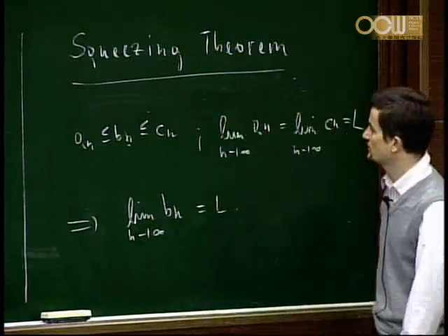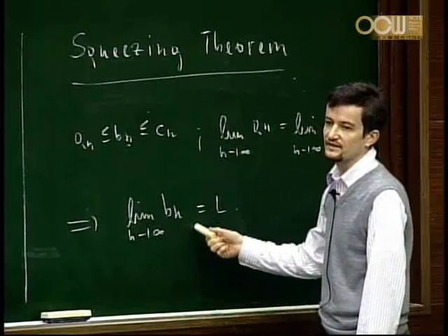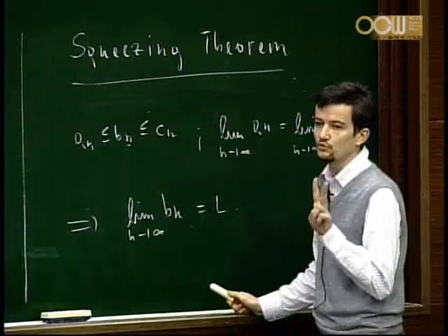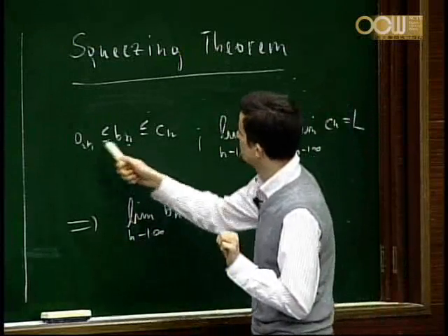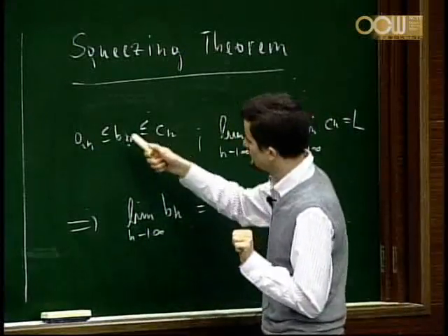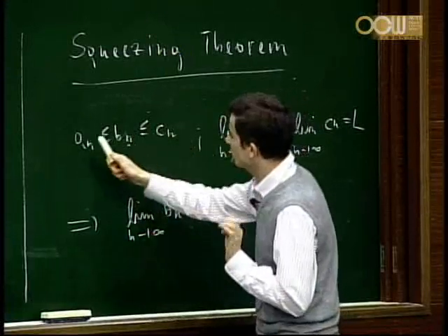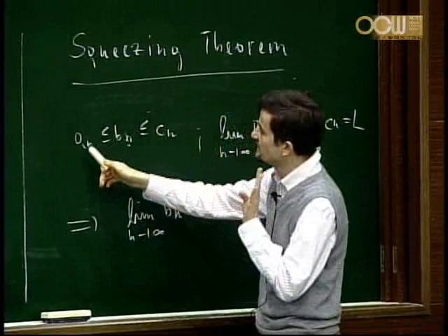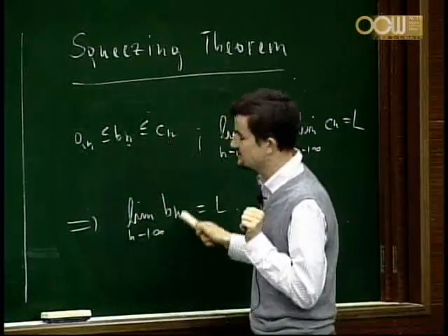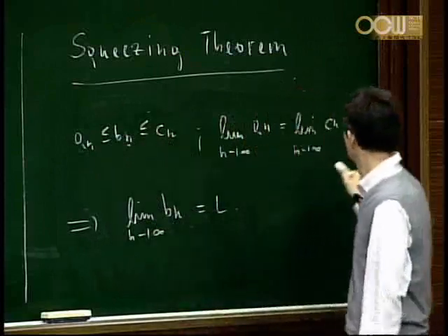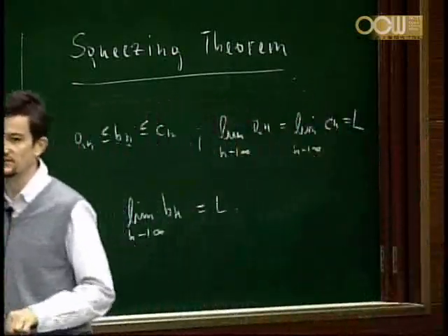The important thing is you should read this as containing two important pieces of information. The first information is, if you know that this limit and this limit here exist, then this limit here will exist as well. I should say, if this limit here exists and this limit here exists and they are the same, then this limit here exists as well and is equal to L as well. So this actually contains two pieces of information.